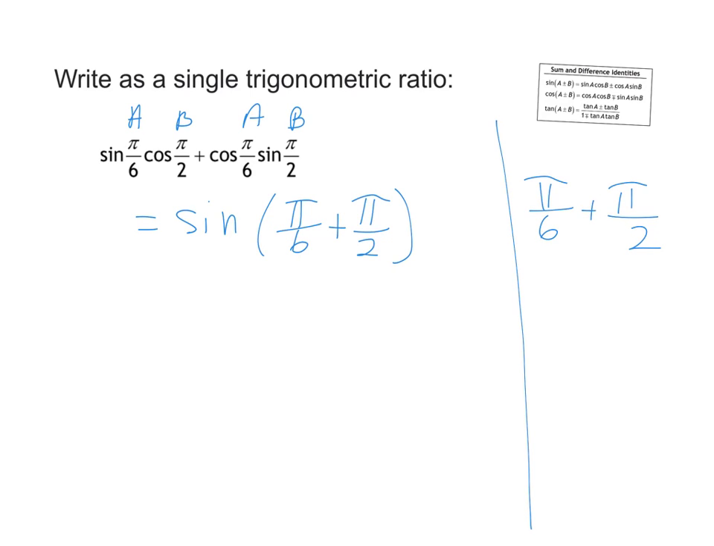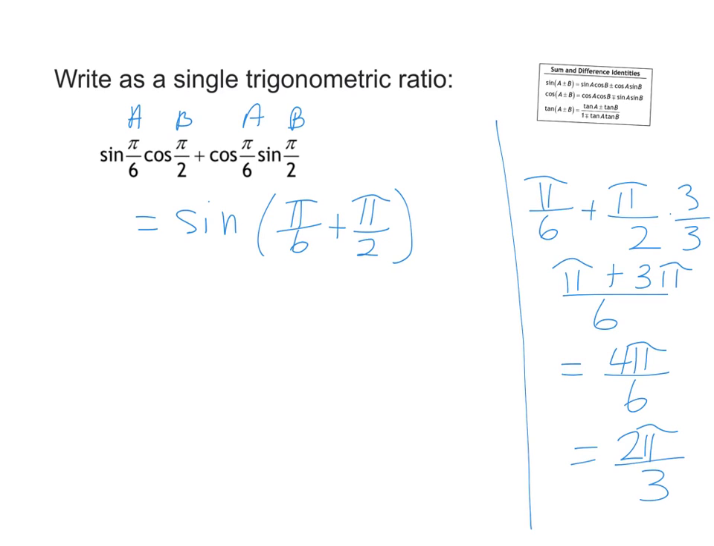Common denominator for 6 and 2 would be 6. So that pi stays as it is. What do I have to multiply the other one by? 3. So multiply by 3 over 3. That becomes 3 pi over 6. So that's 4 pi over 6. Or if I reduce it, 2 pi over 3. So the single trig ratio is the sine of 2 pi over 3. And that's the answer. So those ones are fairly straightforward. You just have to recognize which identity to use and then rewrite it.